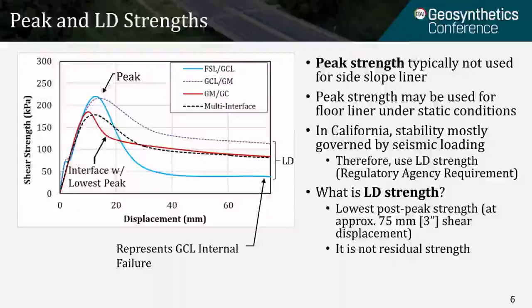So what is the large displacement strength? It is the lowest post-peak strength at approximately 75 mm shear displacement. It should be noted that the large displacement strength is not the residual strength.